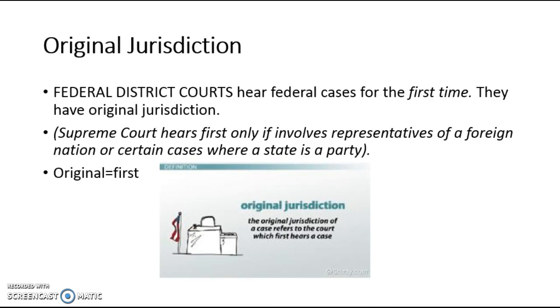Original jurisdiction just means the court that hears the case first. There's always an order you go in when you go to the courts. So you begin in a federal case in federal district courts, and they have original jurisdiction, meaning they hear the case first. The Supreme Court hears cases first only if it involves representatives of a foreign nation or certain cases where a state is a party. So just remember, original means first.